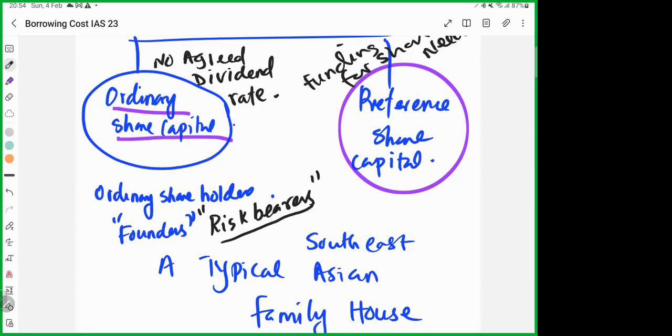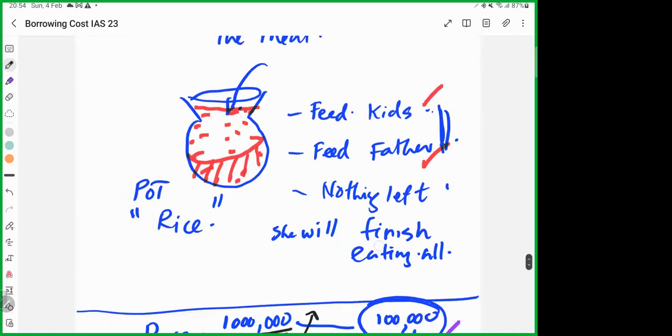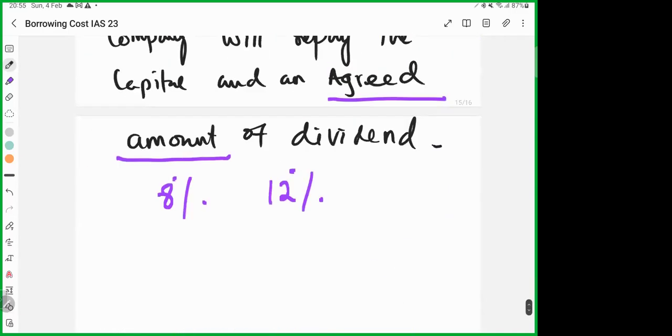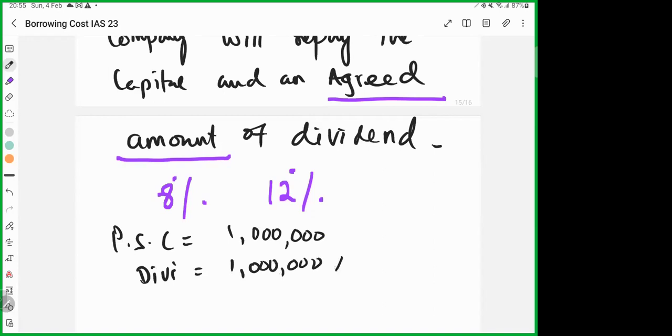Yes. Correct. So on the other hand, preference shareholders are not like that. You have to agree beforehand. This is what our dividend rate is. Like this, 8% or 12% or whatever. And then every year you will calculate. Now, how is the dividend normally calculated? Let's say the preference share capital is 1 million, for example. And the dividend will be 1 million into, for example, 8%. So that will be 80,000. Correct?